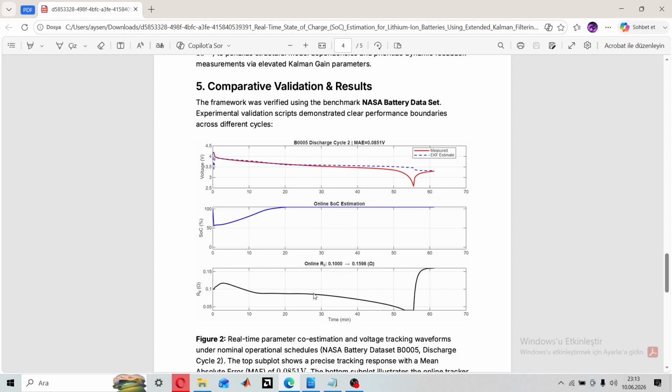Critically, the bottom subplot demonstrates the power of the joint EKF. It successfully captures the true parameter adaptation of the internal resistance as it dynamically shifts from 0.1 ohm to 0.1598 ohm over the 70 minute window, effectively eliminating model mismatch.